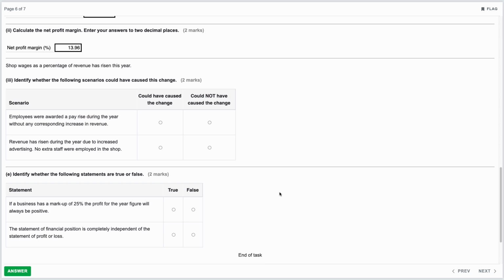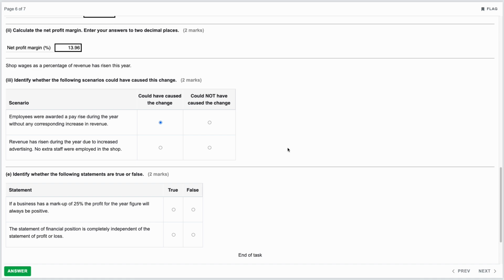Okay, so then moving now to part 3. Shop wages as a percentage of revenue has risen this year. Part 3, identify whether the following scenarios could have caused this change. So 1 mark for each scenario. Scenario 1, employees were awarded a pay rise during the year without any corresponding increase in revenue. Well, that could have absolutely caused the change. If the revenue has not gone up, but the wages have increased due to a pay rise, that could have obviously caused the wages to be a higher percentage of revenue figure. So that would be absolutely yes.